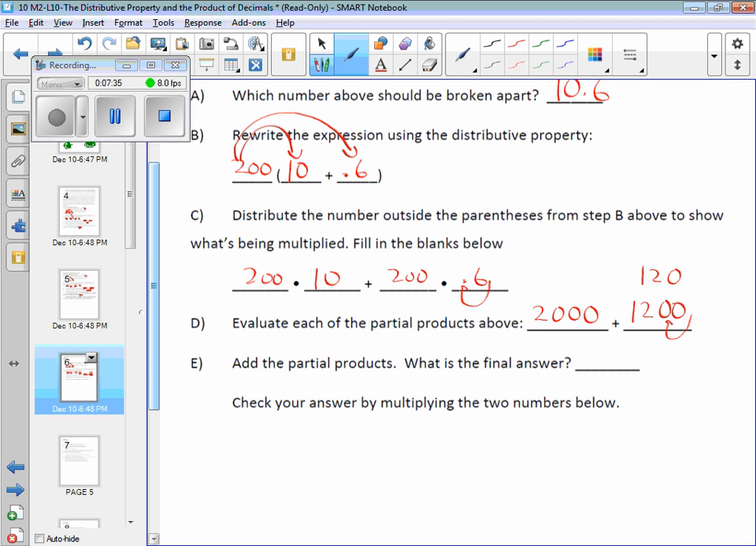Okay. Now, if you know in your head that if you're multiplying by a value that's less than 1, you know that this number here has to be less than 200. And 120 is less than 200. But if you get hung up and you're not sure what to do, use the zero trick. Just remember you've got to move your decimal over. Okay, so now add these two.